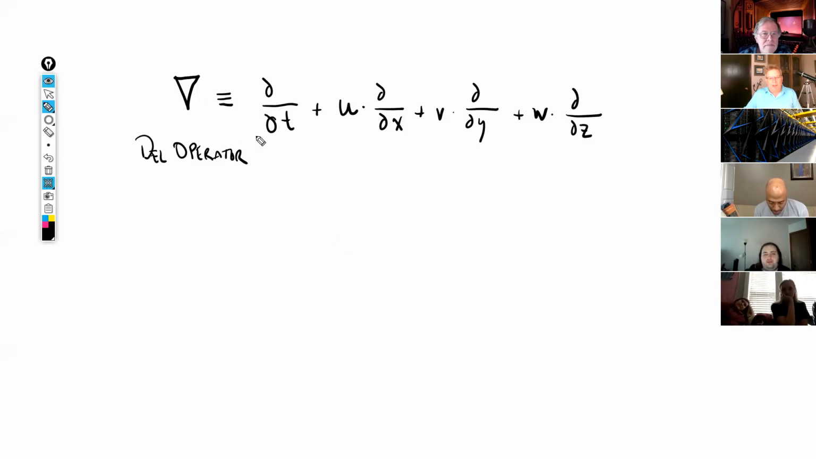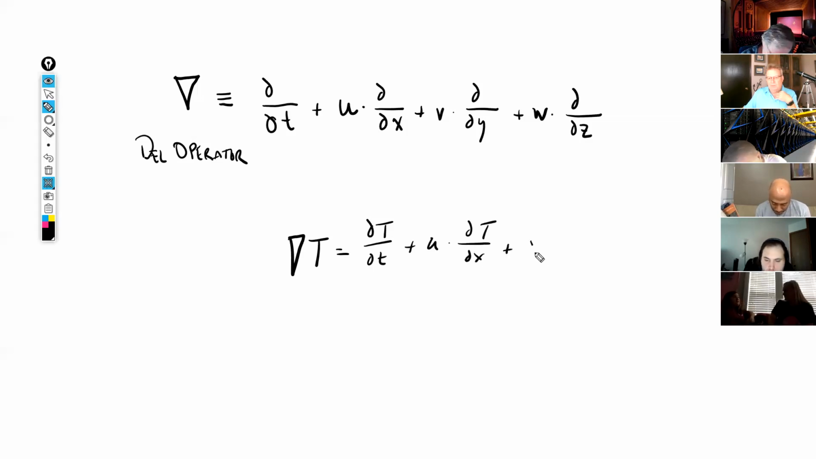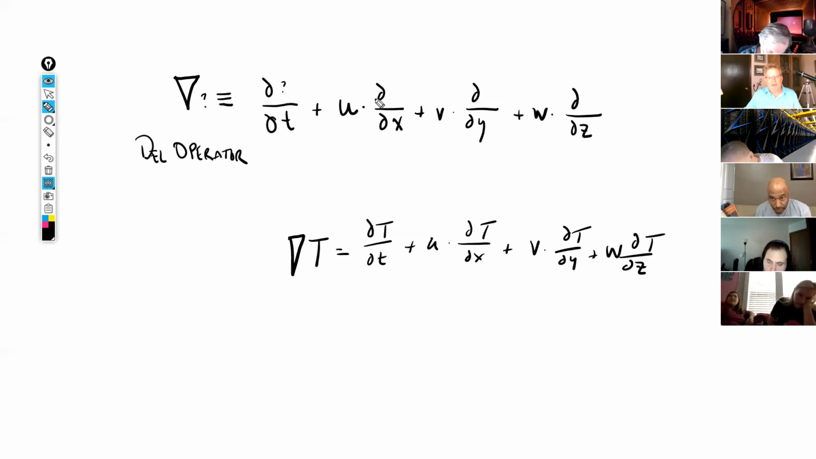So the del operator is this gap. So what I can say is I can say del T. And so what that becomes is dT/dz. So all you're doing is you're operating, whatever you put in here gets put in here. You just fill in the blanks.